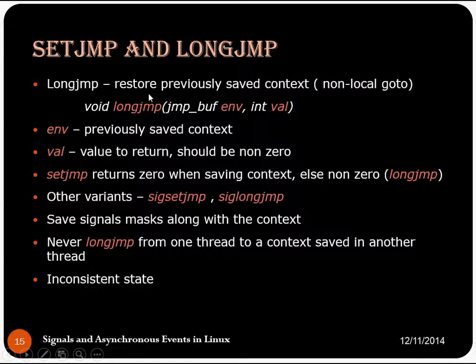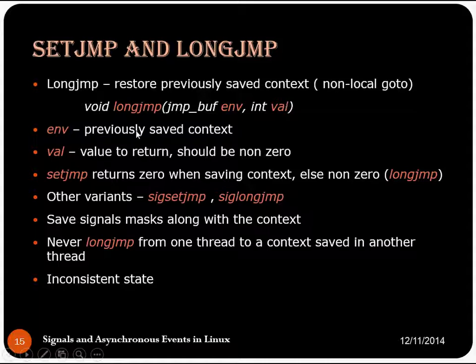To restore the previously saved context, we use the longjmp function. It takes two arguments. One is the env, which is nothing but the context that was saved earlier, and the other one is the value, which is the return value when making a long jump to a previously saved context.